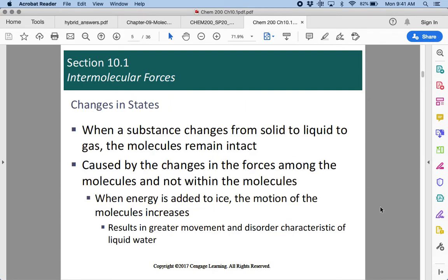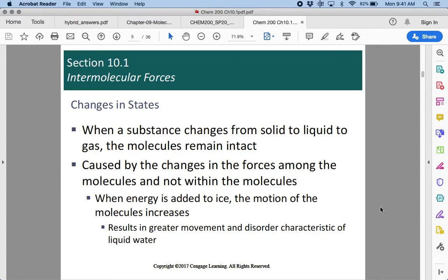When we have a change of state of matter, going from gas to liquid to solid, say I have steam, water vapor, and I cool it down into a liquid, and then cool it further into a solid, that's still all water, correct? The water vapor was still H2O. In the liquid state, it was still H2O. In the solid state, it's still H2O. So the intramolecular bonds were never affected.